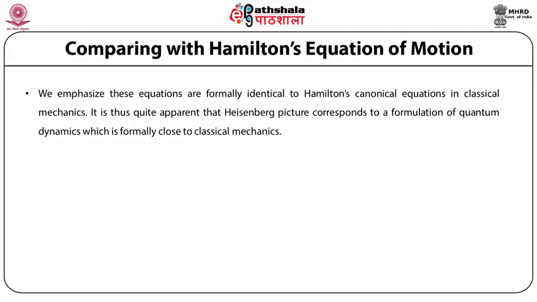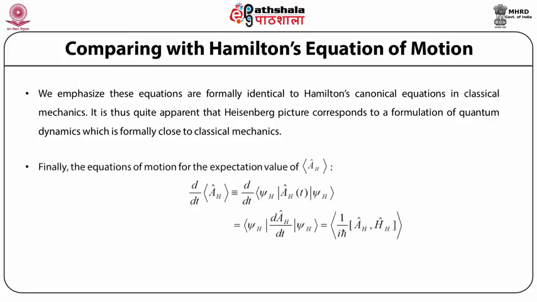Finally, the equation of motion for the expectation value of the operator A_H, that means the expectation value of the operator A as defined in the Heisenberg picture, can be written as d/dt of the expectation value of A_H, which is d/dt of ⟨ψ_H|A_H(t)|ψ_H⟩, where the bra and ket vectors are the state vectors in the Heisenberg picture, and the operator A_H(t) is the time dependent operator A in the Heisenberg picture.